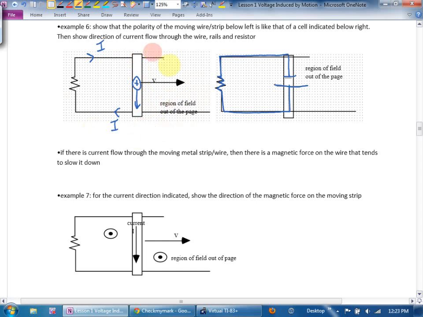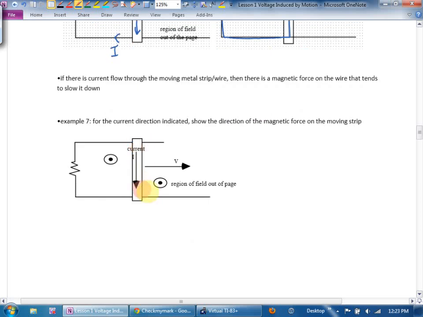So, here's our current. Instead of focusing on the sideways motion, let's focus on the downwards motion. Point your fingers down the page. Which way is the magnetic field still? Out of the page. Which way will the bar feel a force?